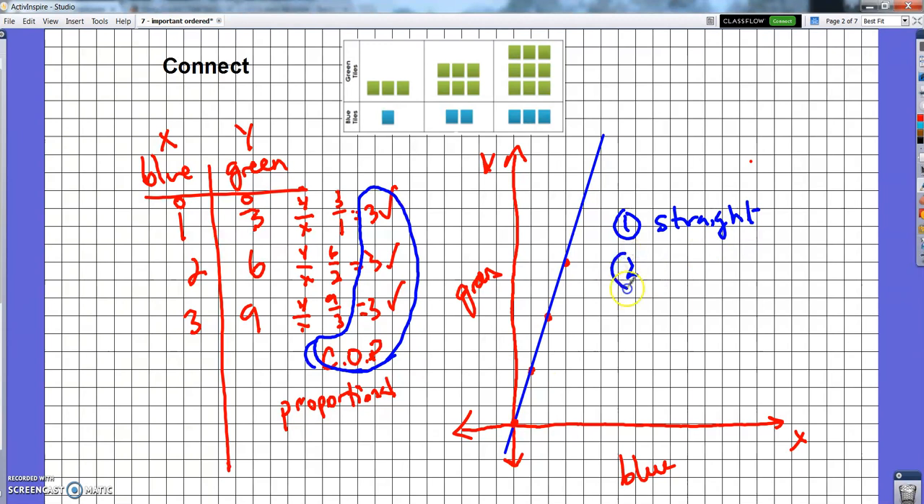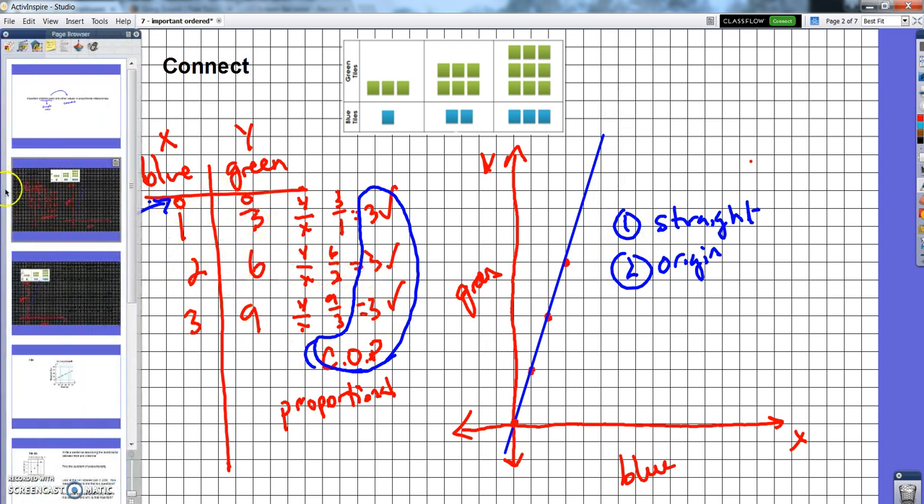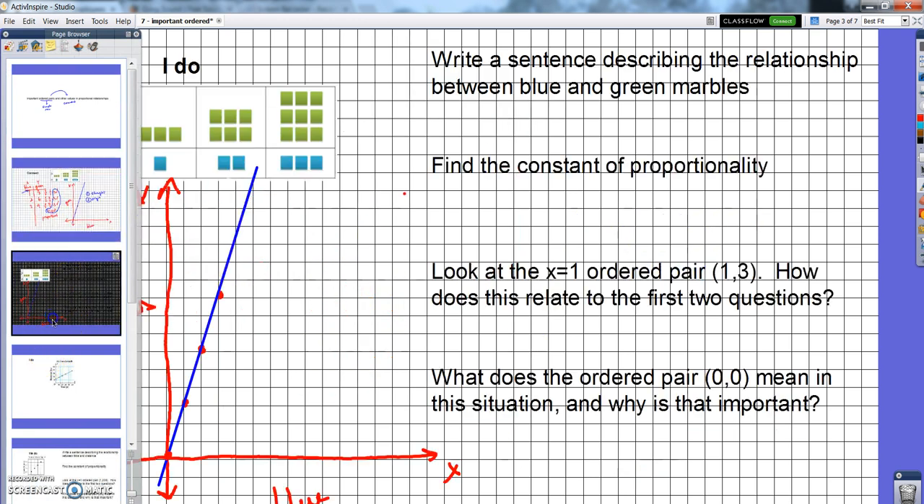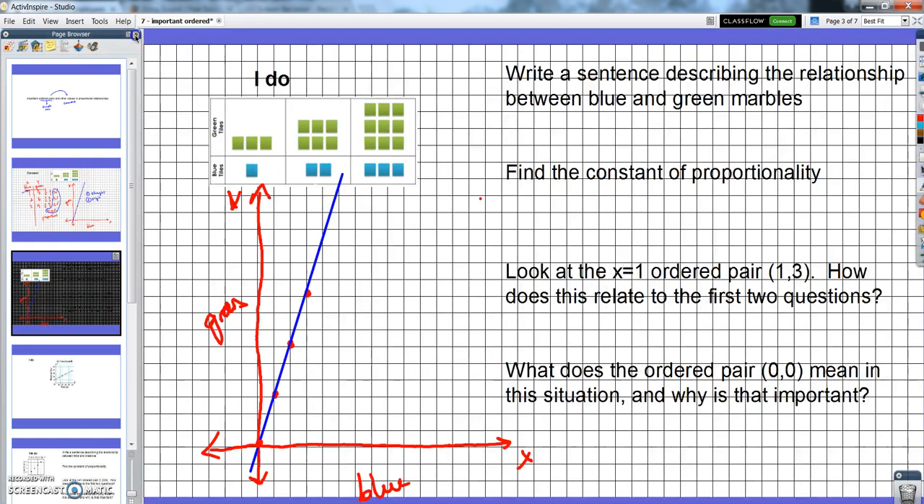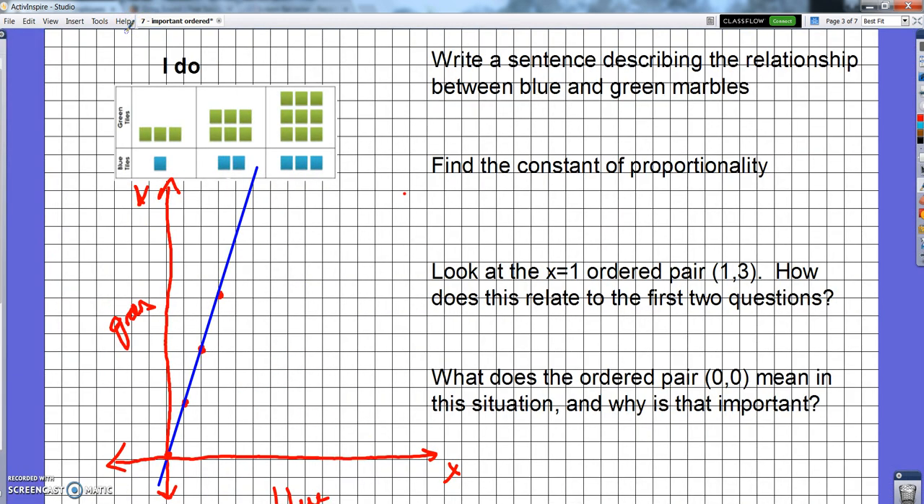And it also went through the origin. And that's how we could tell it was proportional here. Same thing there. We had 0, 0. That's the same as the origin. And a straight line is the same as going up in these equal ratios. All right. So let's keep with this since this has been our example and it is a handy one. And I want to ask you some other questions about this and tie a few things together.